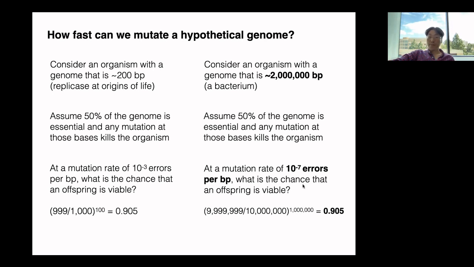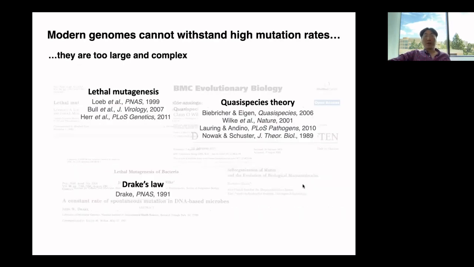If we take this to the millionth power, we get a pretty reasonable chance of survival again, okay? And so the reason I want to go through this example is to make the point that modern genomes aren't in a space now where they can withstand high mutation rates because they've gotten very large and complex. And this is worked out in theory, and in empirical observations, with a very influential paper by Drake in the early 90s.